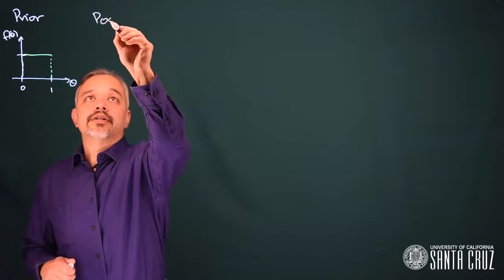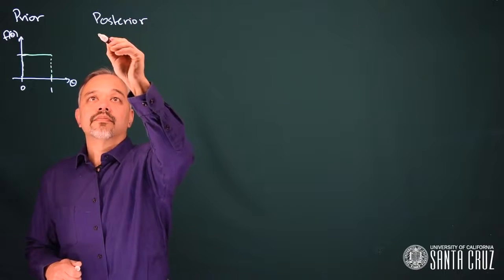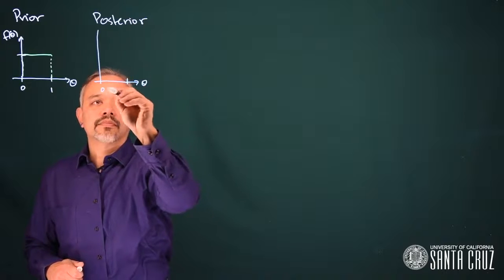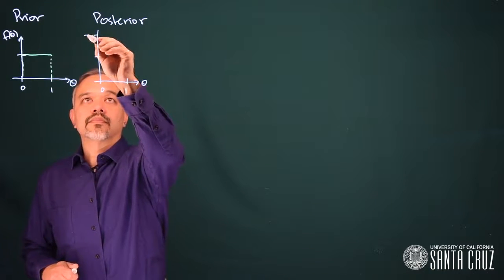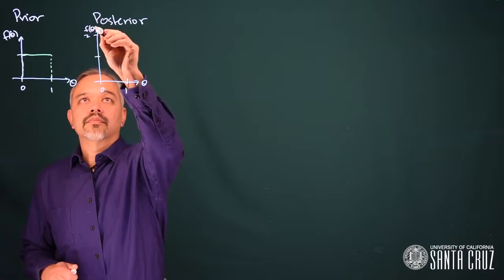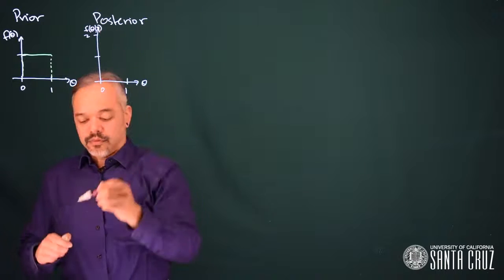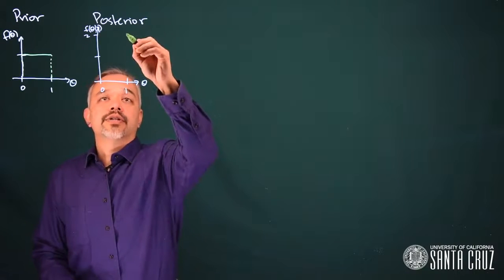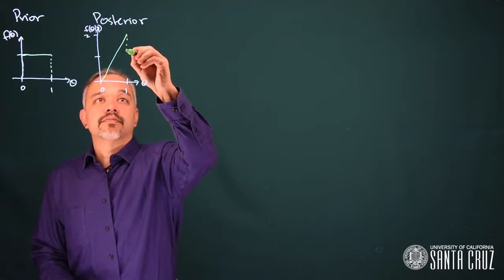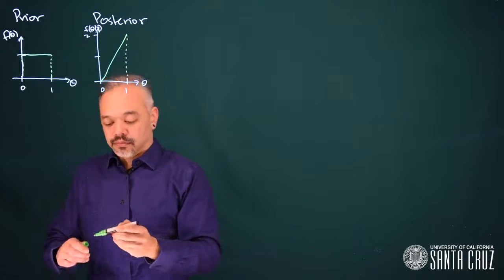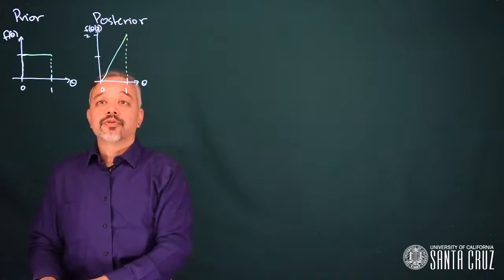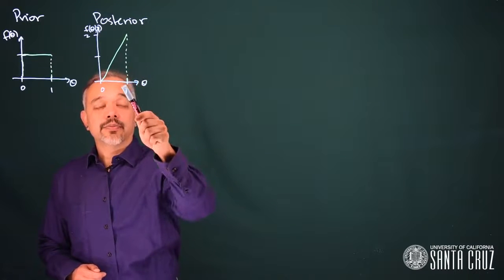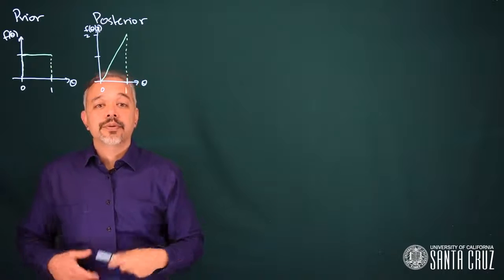The posterior density is a little bit different. We saw that it is now 2 theta, and so that looks like this. So graphically we can see that under the posterior, theta is much more likely to be close to 1 than to 0 because we saw one head.